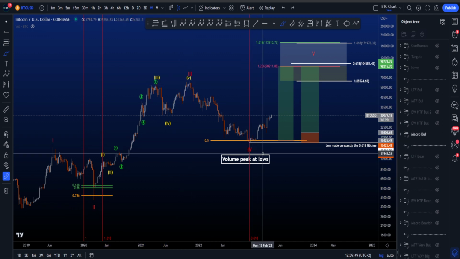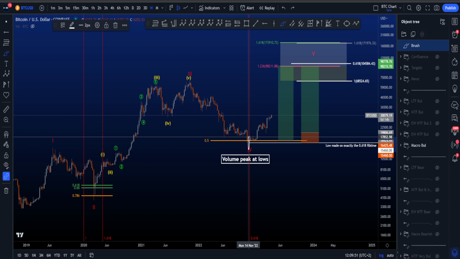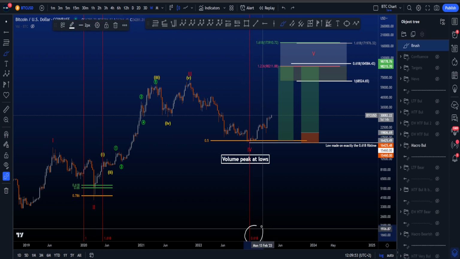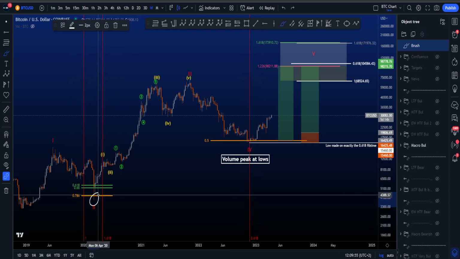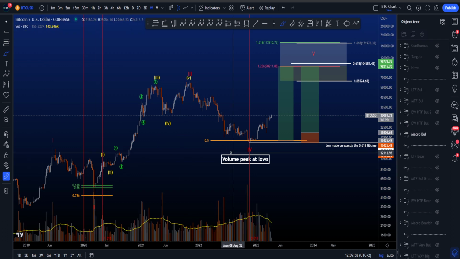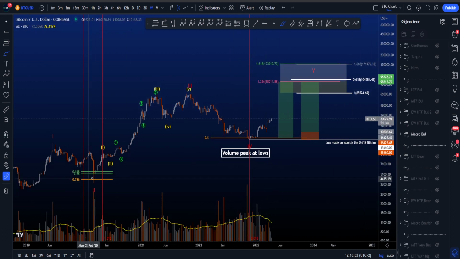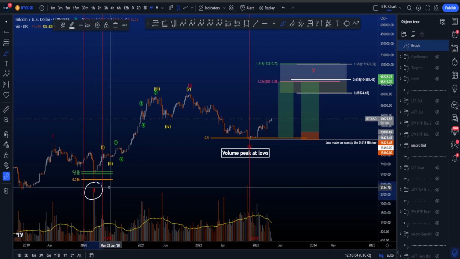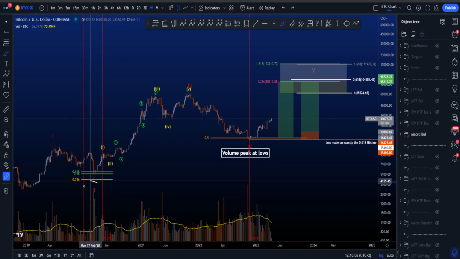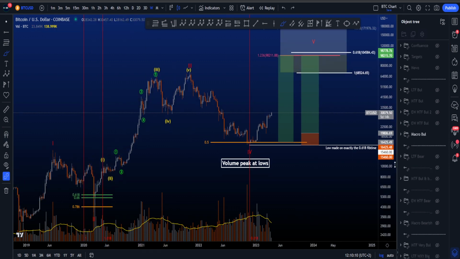Additional confluence at the low of this wave 4 is that the exact low of wave 4 was made on top of the 0.618 Fib time, taken from the low of 2 to the high of 3. And also we had a nice volume peak at the lows over here, which can signal a reversal area, just like it did over here with wave 2 when we had the COVID dump, high volume coming in, but then eventually that was the beginning of a wave 3 to the upside.